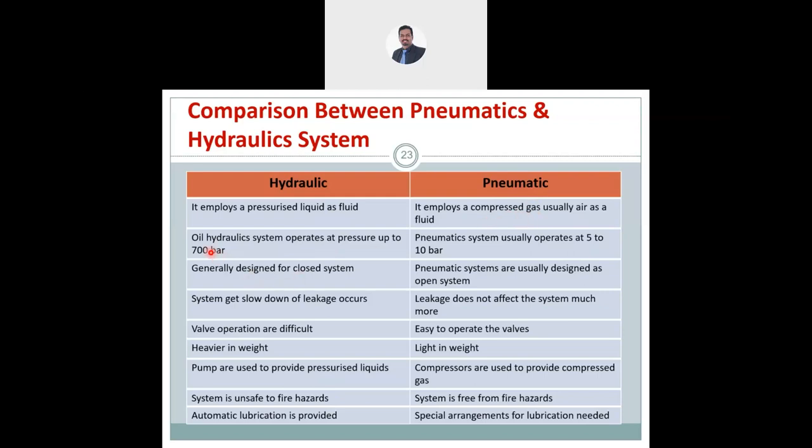Okay, and oil hydraulic system operates at pressure up to 7 bar. Okay, tadi pneumatic hanya 5 to 10 bars. Ya, ni tengok. Hydraulic memang untuk high pressure ataupun high power. So can go up to 700 bar. And some of the hydraulic system can go above 700. Even 7000 pun boleh pergi. Okay, so it's very, very strong. Generally designed for closed system, and pneumatic systems are usually designed for open system.